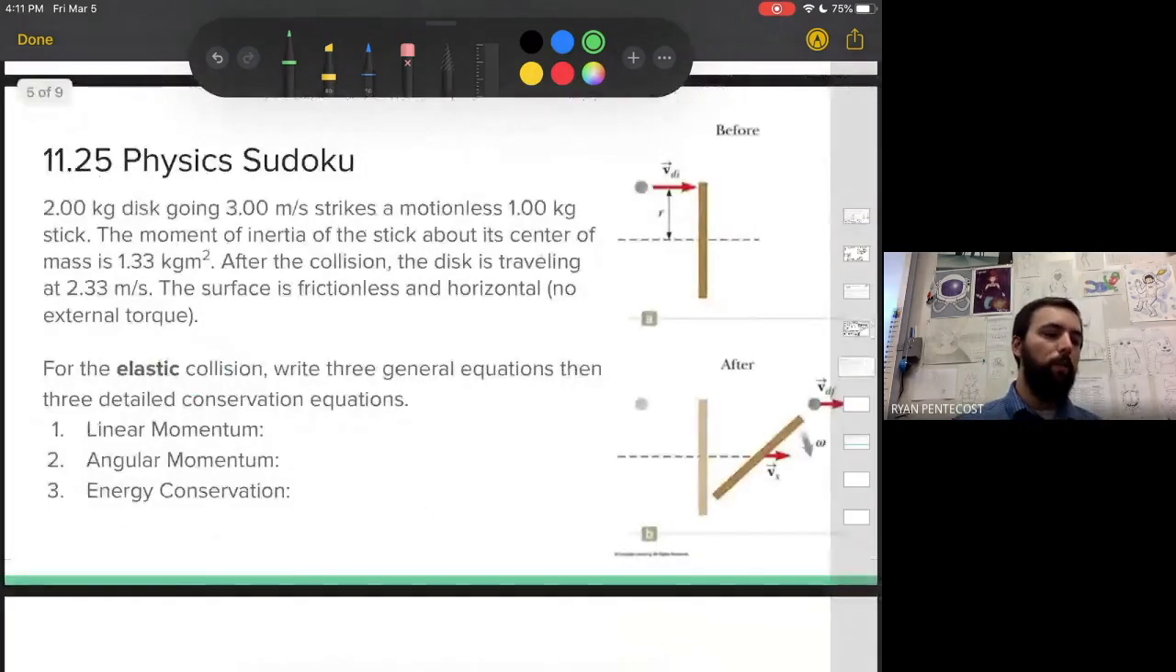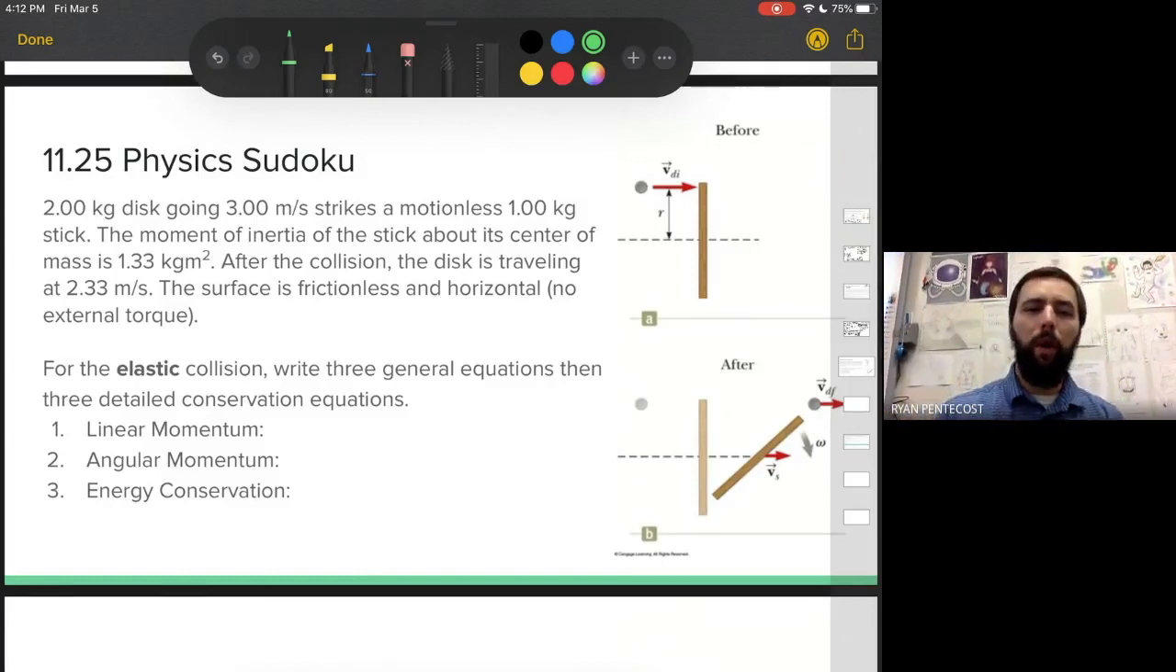Now, next, we have something called physics Sudoku. So physics Sudoku is a fun puzzle way to solve some of our problems. And just to show that if you have a certain amount of givens, you're actually able to solve for a lot of things in a specific scenario. So here is our scenario. We have a 2 kilogram disk going 3 meters per second. And this is all on a horizontal table. We're looking from a bird's eye view.